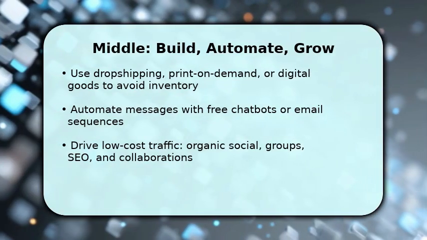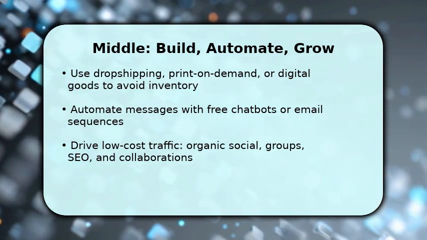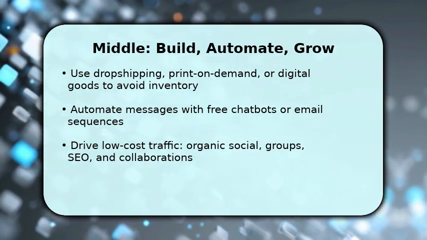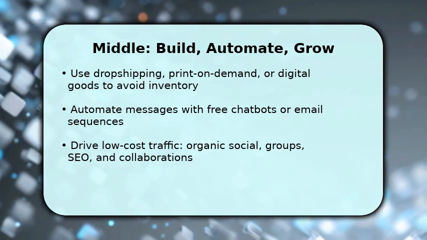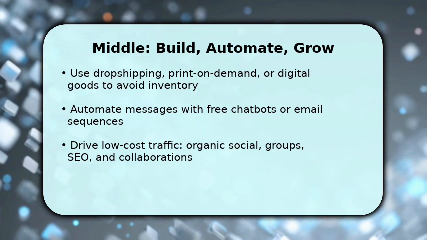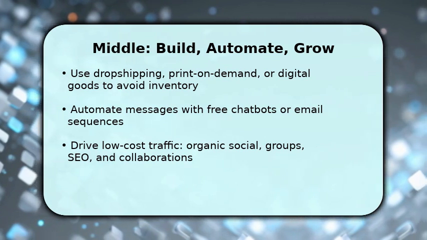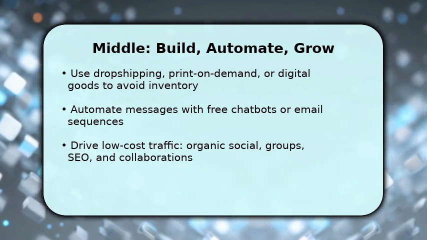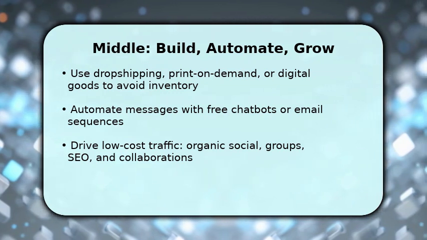Once your first listing is live, move to scalable methods that need no capital: dropshipping, print on demand, or selling digital downloads. You should set up simple automations, free chatbots for FAQs, and a basic email autoresponder for order confirmation and upsells. Then focus on low-cost customer acquisition. Post consistent organic content, join niche groups, optimize product titles for search, and reach out to micro-influencers for trade promotions. Keep testing offers, tracking conversion rates, and tightening your funnel where customers drop off.